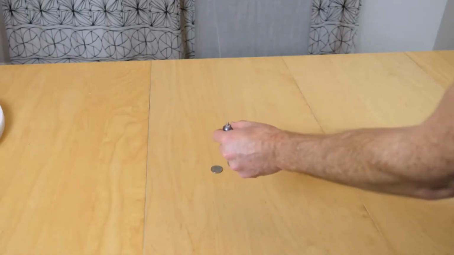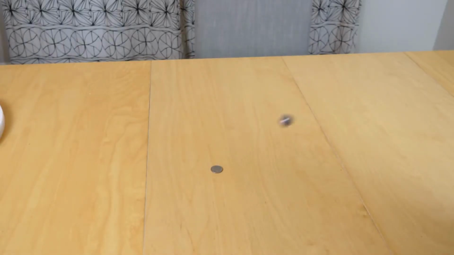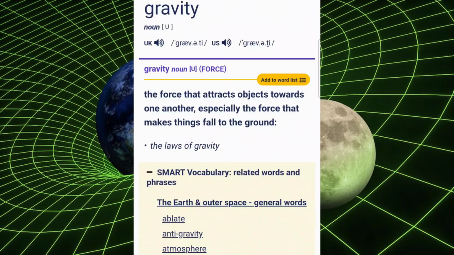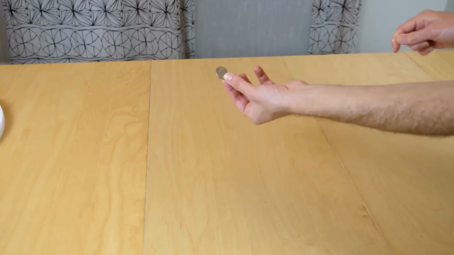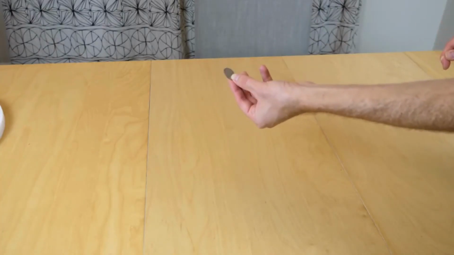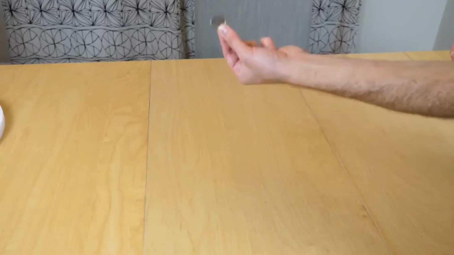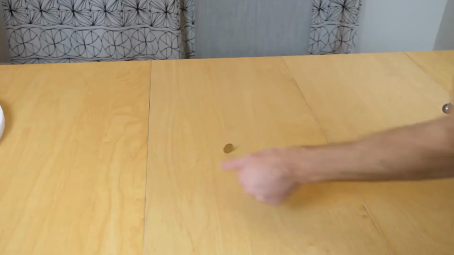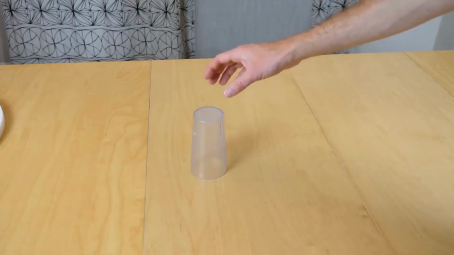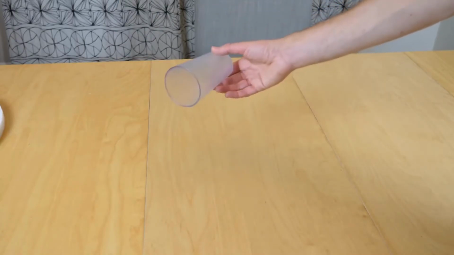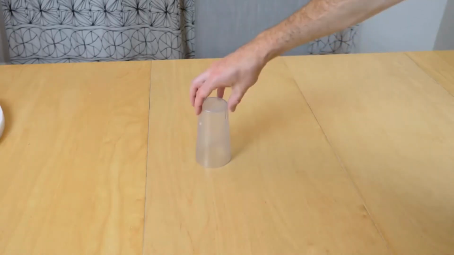Just like you might be tempted to say that the reason this pendulum eventually comes to a stop is due to gravity. So there is the meaning of gravity, right there. Gravity, noun. The force that attracts objects towards one another, especially the force that makes things fall to the ground. But is it really gravity that's stopping these things? Or is there some other mysterious force? And if we can figure out what it is, does that mean we could make a coin that just wobbles forever on the table? So the spinning and wobbling phenomenon, you don't just see with spinning a coin on the table, but you can even get it to happen with just spinning a cup on a table.